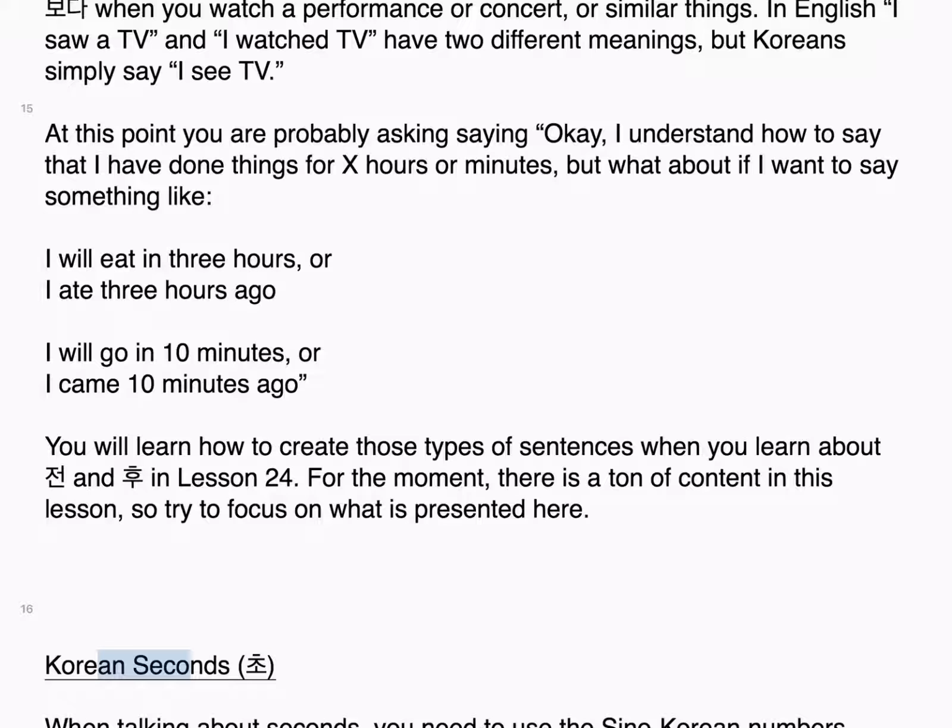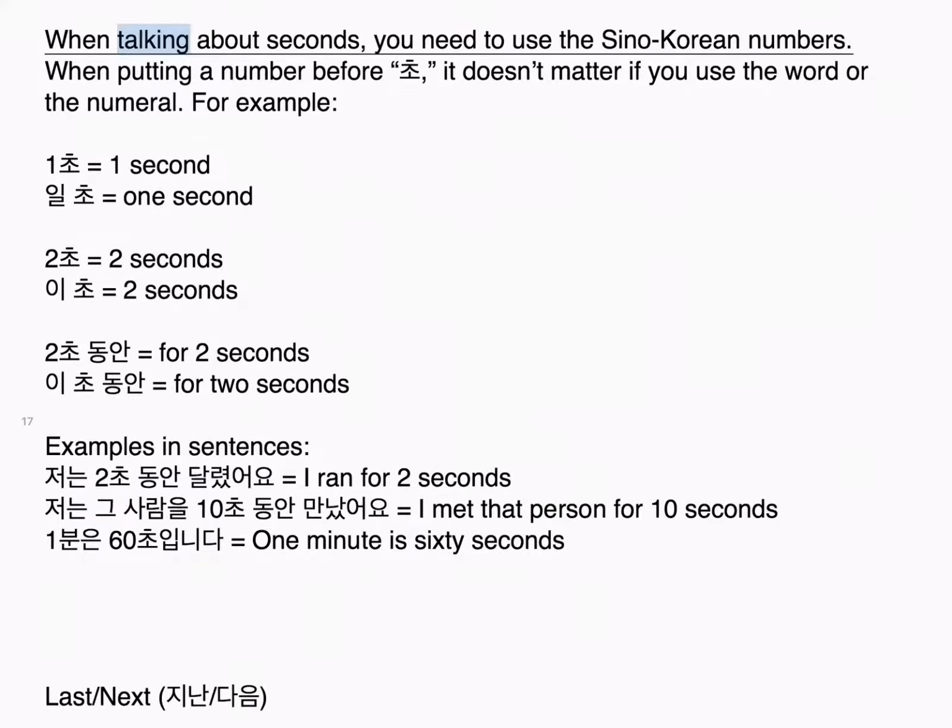Korean seconds. 초. When talking about seconds, you need to use the Sino-Korean numbers when putting a number before 초. It doesn't matter if you use the word or the numeral. For example, 1초 equals 1 second, 2초 equals 2 seconds, 2초 동안 equals for 2 seconds. Examples in sentences.